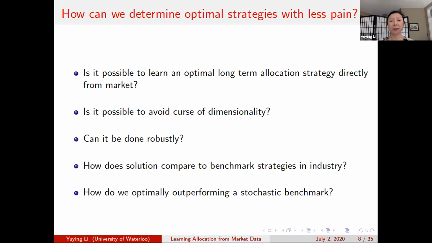That's the big thing. We're taking a learning approach. What we want is to perform well in the future, right? Can we do it robustly? And suppose we are able to do it, how does the optimal strategy perform? How does it compare to the benchmark strategy that's currently popular in industry, right?